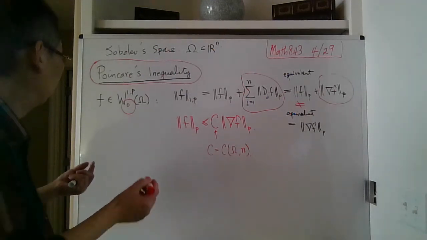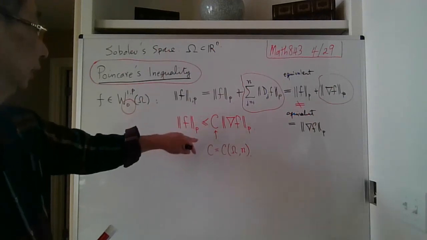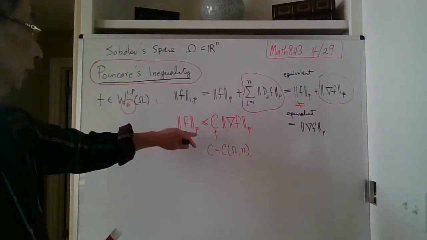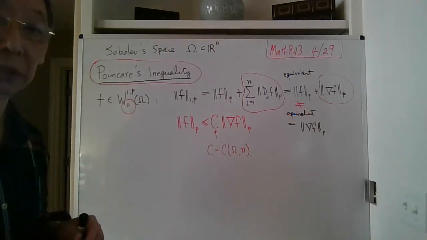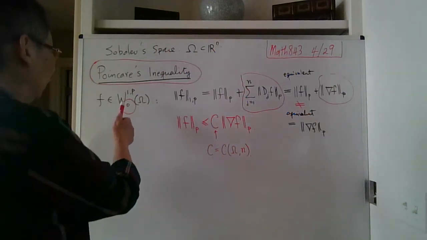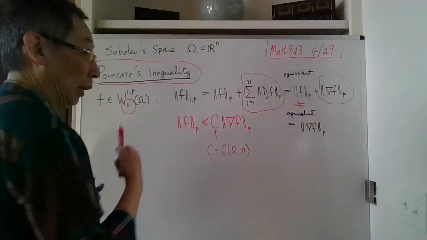For instance, without zero, you can take f to be constant. If f is constant, like the constant 1, then its norm is non-zero. But the gradient of a constant equals 0. So 0 cannot control a constant. Obviously it's not true. However, when you have a 0 here, then you have this result.